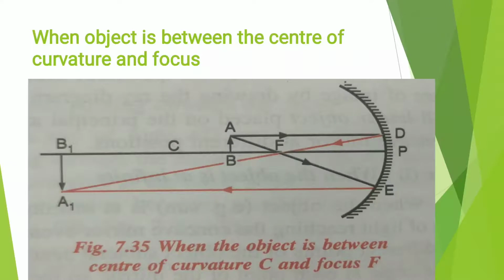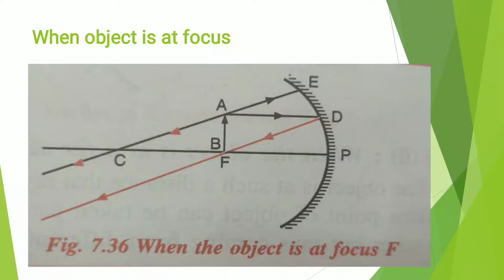When the object is between the center of curvature and focus, the image is beyond the center of curvature, which is the C point. It is real, inverted and magnified as well. When the object is at focus, the image is at infinity. It is real, inverted and highly magnified.